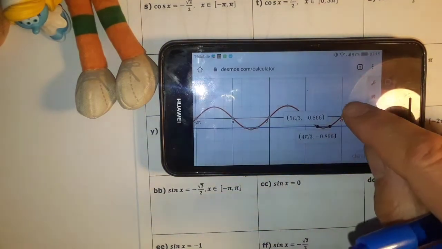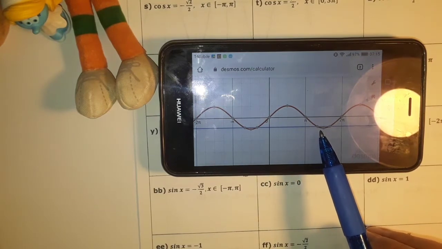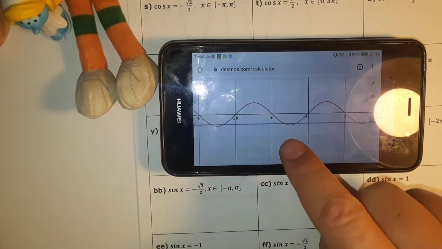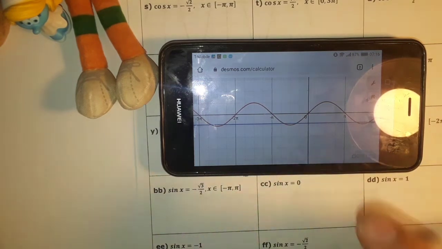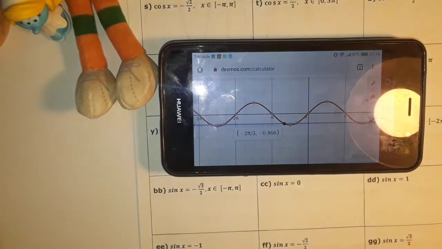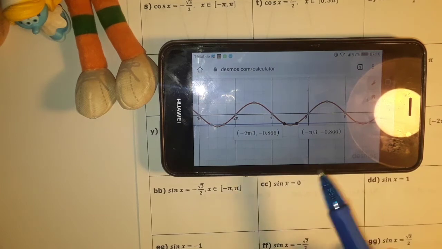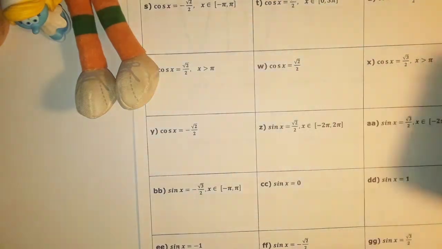So if we remove this, we can see the pi here. These solutions are over pi, so they would not be included in this domain restriction, right? So actually they're asking us for these two solutions here, one of which is negative pi over 3. But we used a graphing calculator, which is easy, so how would we do it without a calculator? That's the point. So let's try to do it.